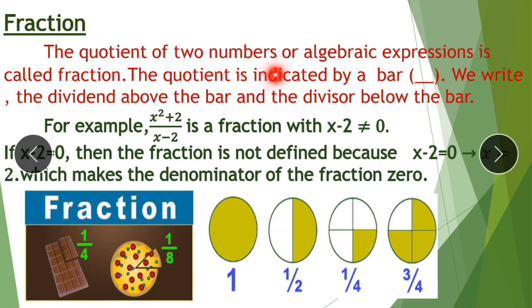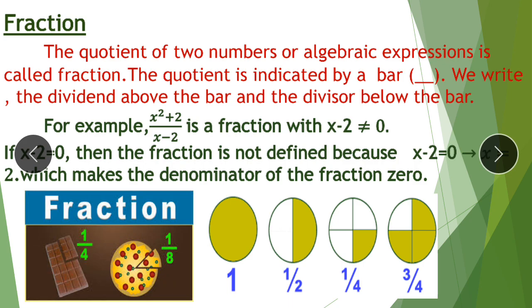The quotient of two numbers or algebraic expressions is called a fraction. The quotient is indicated by a bar. We write the dividend above the bar and the divisor below the bar. Here are some examples of fractions. The quotient of two numbers is known as a fraction, and here the dividend is 1 and the divisor is 4. Basically, in a fraction, the denominator shows in how many parts a thing is divided.